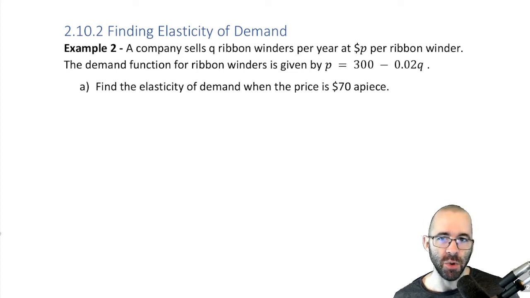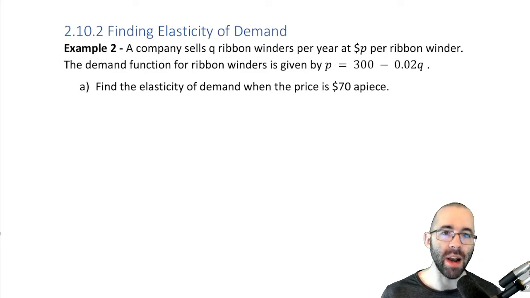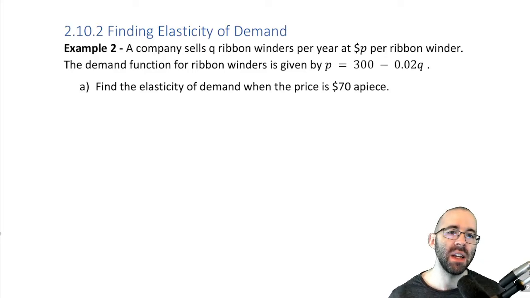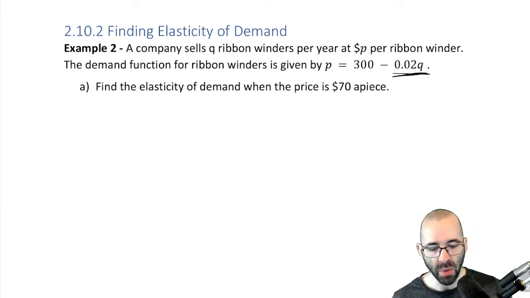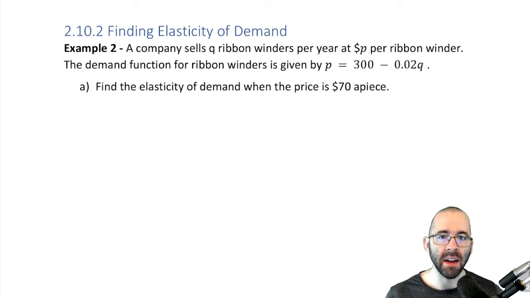All right, let's actually use elasticity of demand. We've got an example here of a company selling ribbon winders, and they sell them for P dollars each. And we have a demand equation that's linear like so. Again, the more we want to sell, the lower the price has to be. This is a line with a negative slope. Find the elasticity of demand at a certain price point.